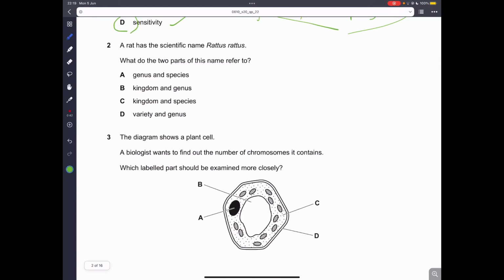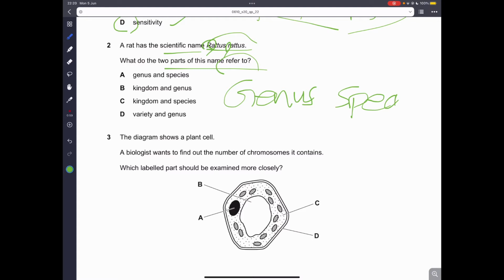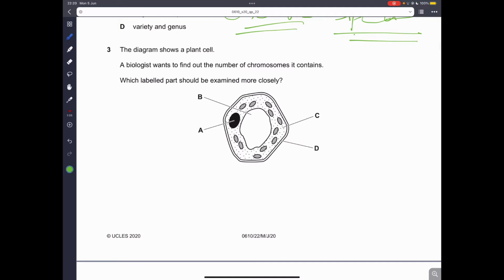Question number 2. A rat has the scientific name Rattus rattus. What do the two parts of the name refer to? Remember, the first part, the one that is written with a capital, is always the genus. And the one that is written with a small letter is called the species. So always remember genus, species. So it is A.